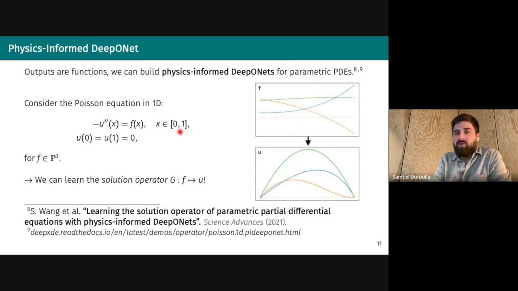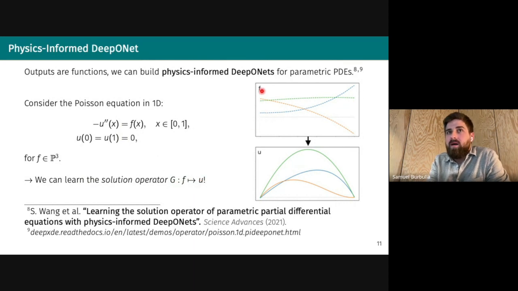We just consider a simple domain and usually zero boundary conditions. And now let's say our function f, the source, is from some function space, for instance, the function space of third-order polynomials. Now the question is, or the answer is, we can learn the solution operator of this partial differential equation system. The solution operator maps the source from f to u.